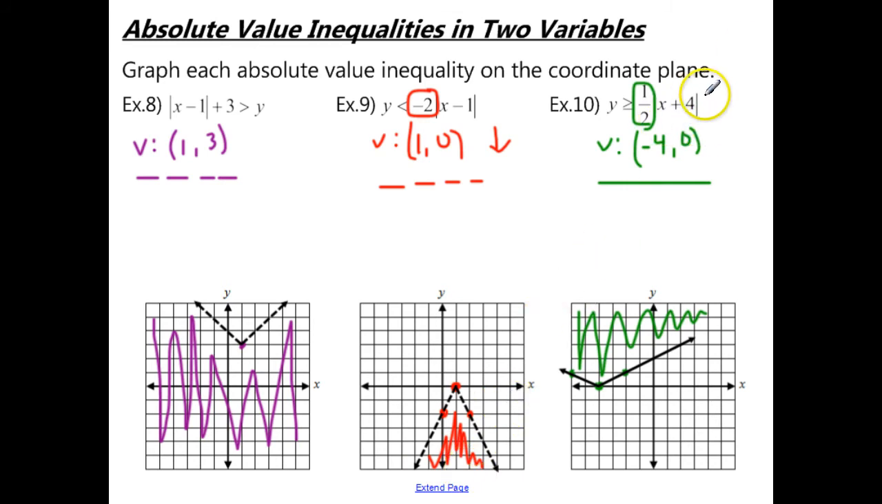Now for the last one, we have a vertex of (-4, 0), and then this is going to open upwards because it's positive. We do have a solid line, but again, you have to alter the width of our absolute value. So you graph your vertex, and then we use that slope up 1 over 2, mirror it up 1 over 2, connect with solid lines, and then y is greater, so you're going to shade everything above that y-intercept on the absolute value graph.